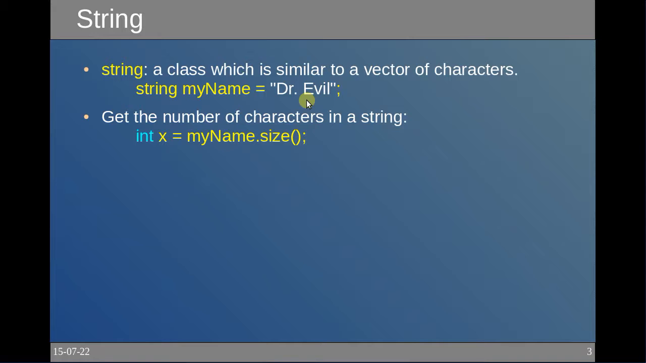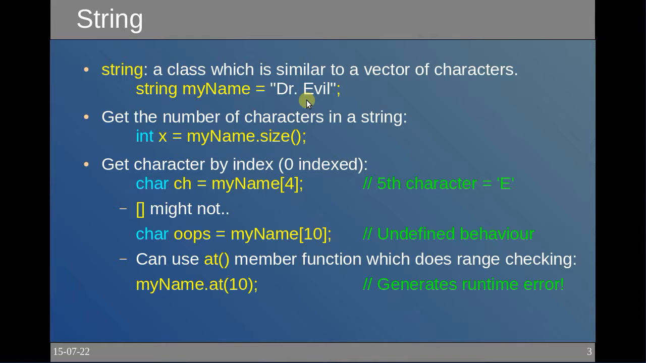For example, I can start with getting the number of characters in the string. I can say x is equal to myName.size, where size is a member function on this object. The next thing I can do is start accessing some of the characters. So if you're familiar with array notation, which I would use in working with a vector as well, I can say here, for example, on myName, I want to access the index 4.